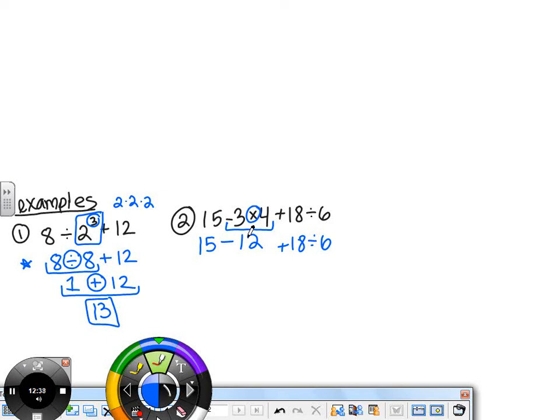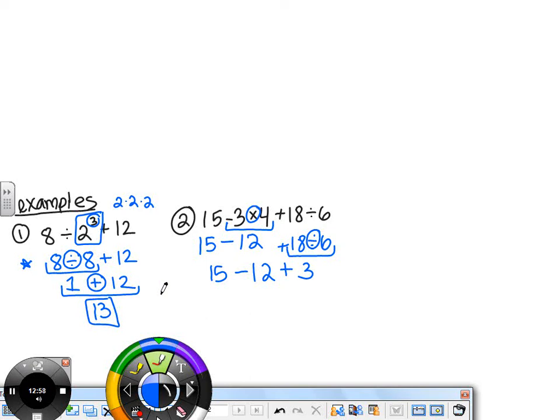Now, I continue doing multiplication and division if I have any more to do, again, from left to right. So scan your equation like you're reading a book. Left to right, I see a division sign. Then I'm going to go ahead and I'm going to divide. 18 divided by 6 is 3 because I know 6 times 3 would make 18. And everything else is staying just how it is with the correct sign in front of it.